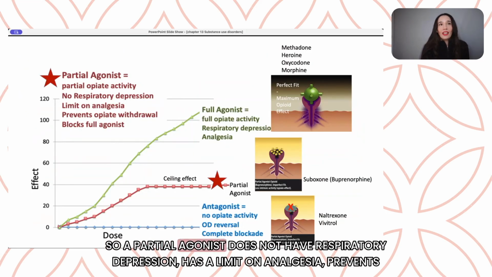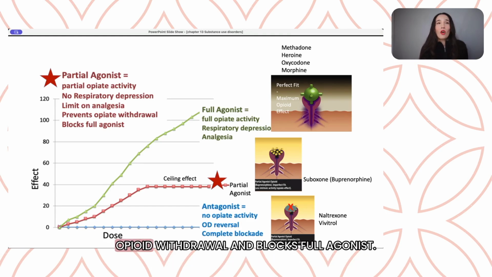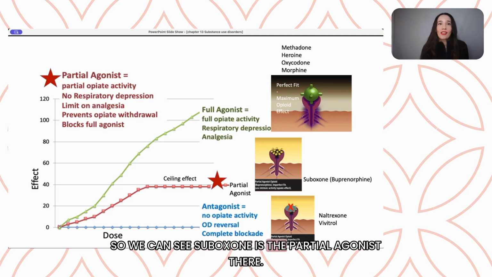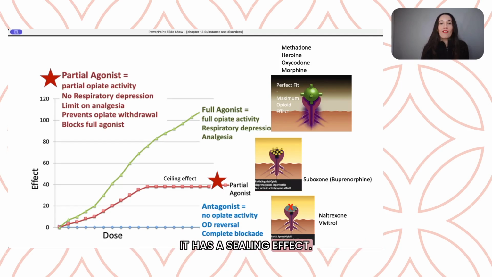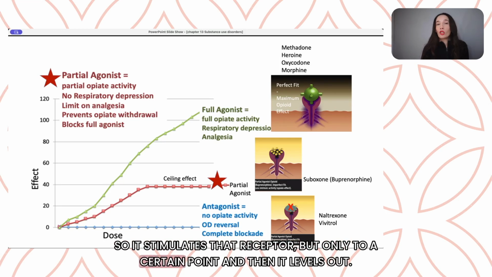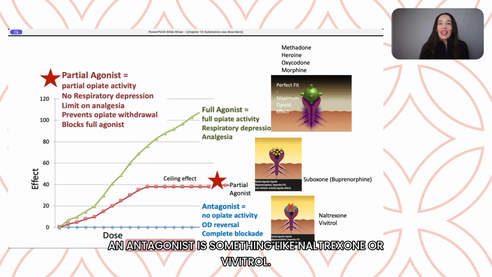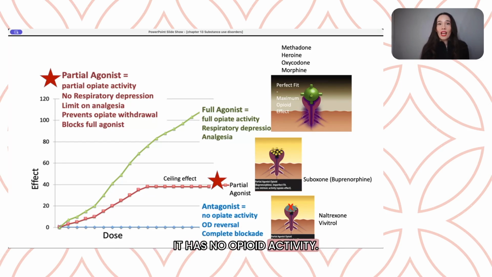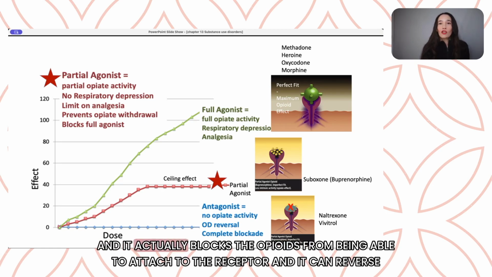So a partial agonist does not have respiratory depression, has a limit on analgesia, prevents opioid withdrawal, and blocks full agonists. So we can see Suboxone is the partial agonist there. It has a ceiling effect. So it stimulates that receptor, but only to a certain point, and then it levels out. An antagonist is something like naltrexone or Vivitrol. It has no opioid activity, and it actually blocks the opioids from being able to attach to the receptor. And it can reverse overdoses.